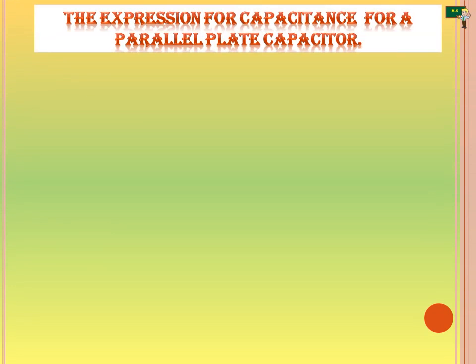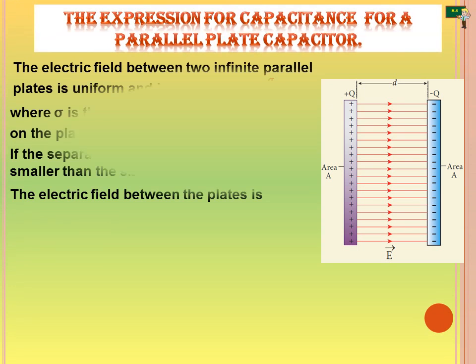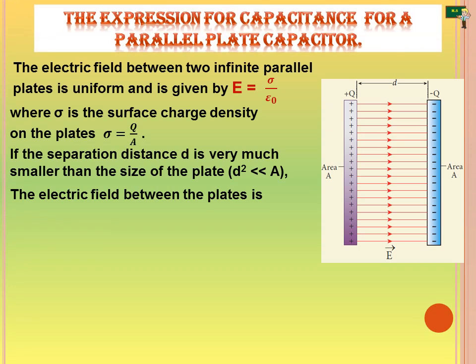Let's move to the expression for the capacitance of a parallel plate capacitor. Now consider a capacitor with two parallel plates, each of cross-sectional area A. Both the plates have a cross-sectional area A and they are separated by a distance D. You can see all these things in the picture.